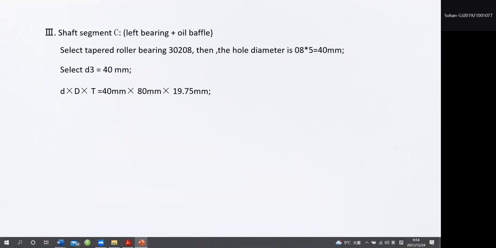Locate this shaft segment C in which page? I'm looking for shaft segment C. On this shaft segment C, a left bearing is mounted on this segment. Bearing. And the dimensions of bearings are standard, okay? No. And I'm asking this part in which page in our book? Hello? You mean how to choose the bearing type? No. I mean this shaft segment C, left bearing and oil buffer. In which page in our book? Are you talking from our books or?